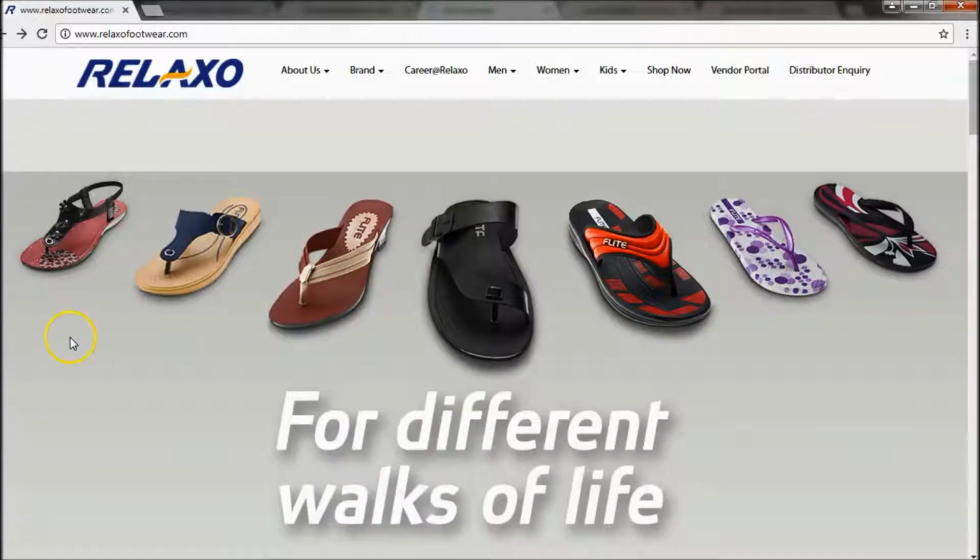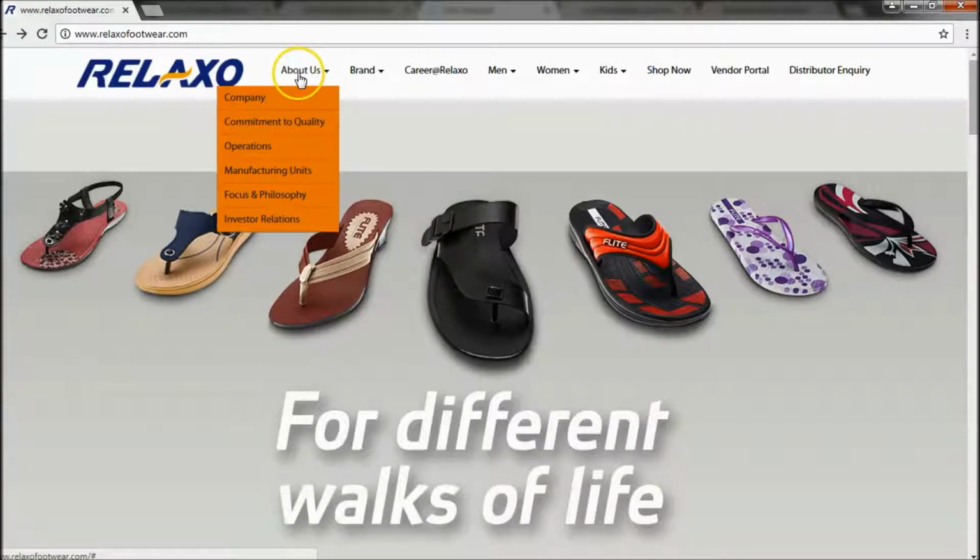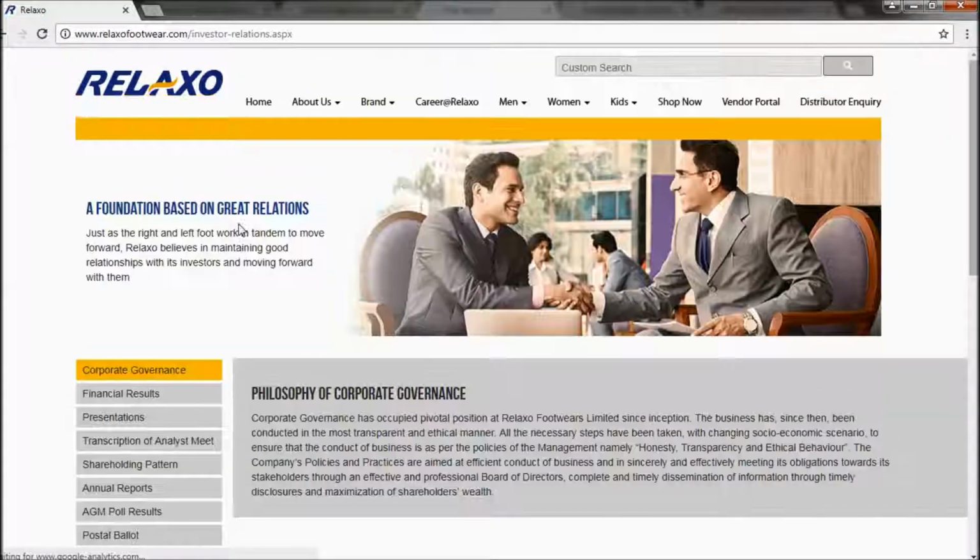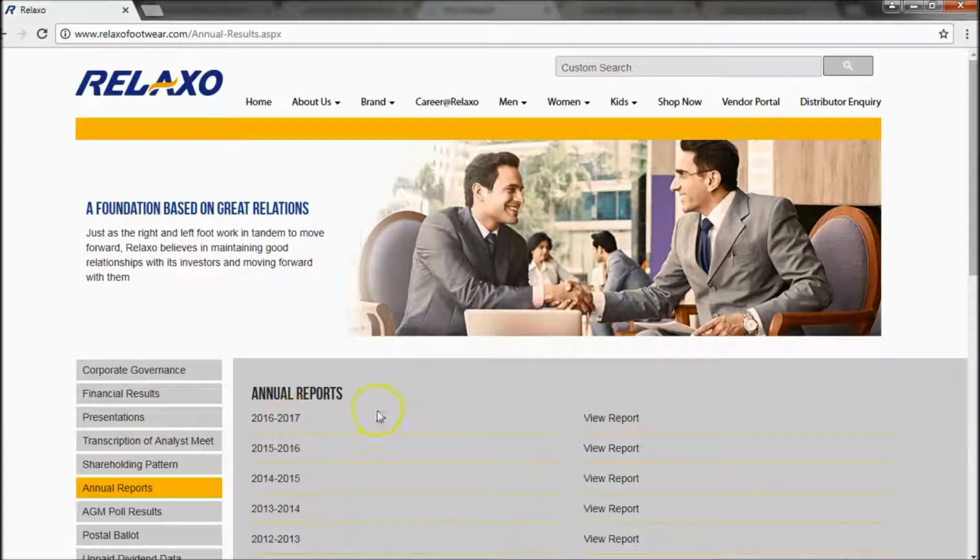In order to read the balance sheet of the company, I need to know about the company. So I've just taken, for example, a company listed on a stock exchange. So where will I get the balance sheet? I'll go into investor relations, I'll go into annual reports, and here I'll take the latest annual report. It will take some time, since it's a big report.